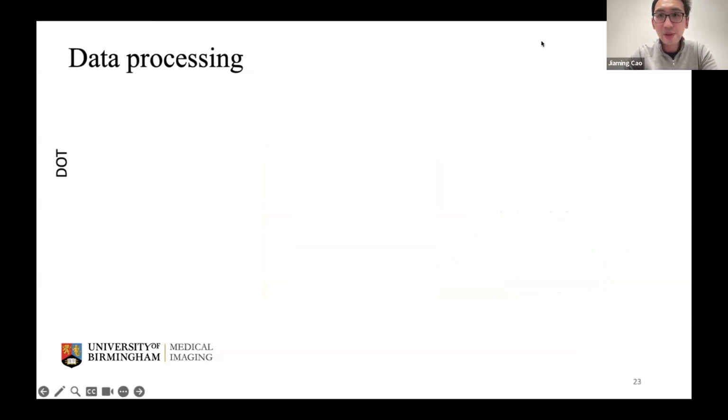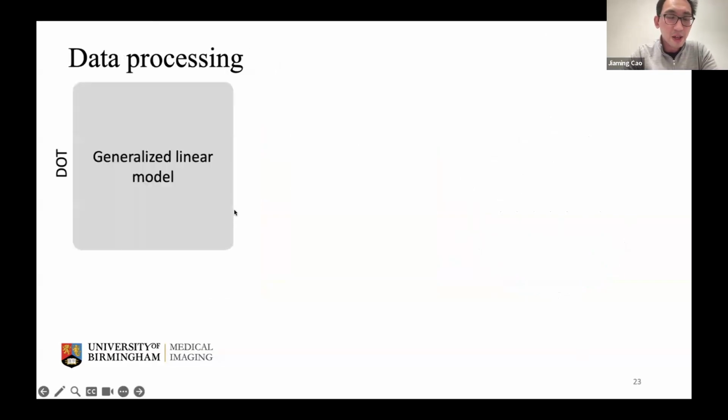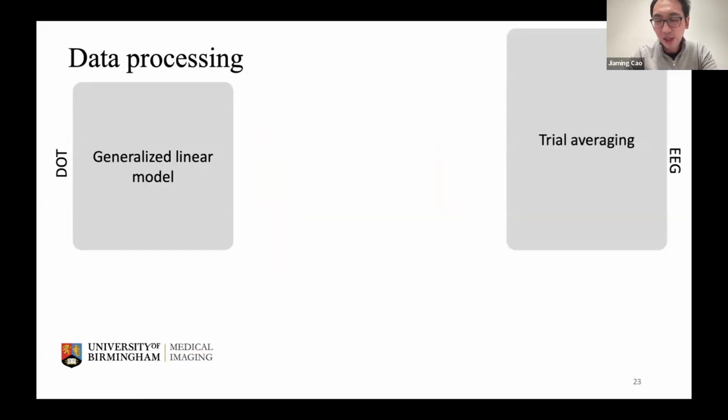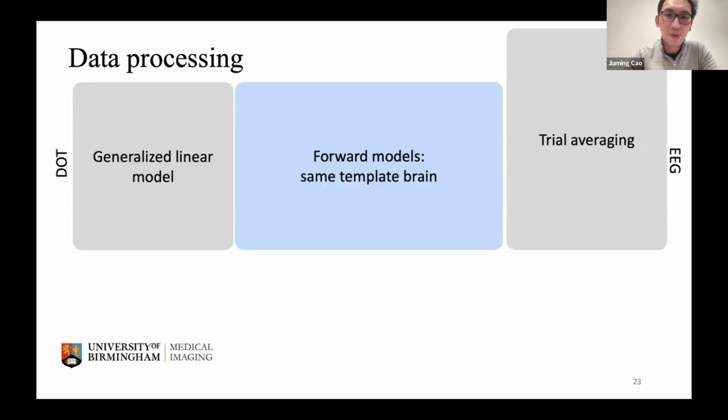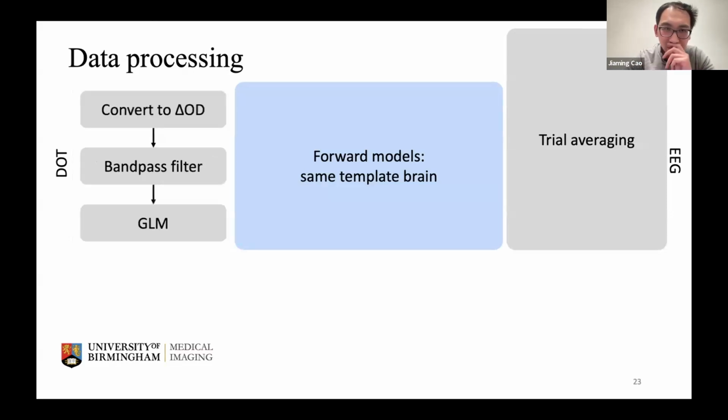And I will briefly go through the data processing. On a very high level, for DOT, I use this GLM model, and for EEG, I use this standard trial averaging technique. And the forward models are constructed from the same template brain. We don't have the individual MRIs of the subjects, so we just use a template brain. And of course, we need to fuse these two different modalities, so we have to use the very same brain model. And if we want to know about the details, here are the details.